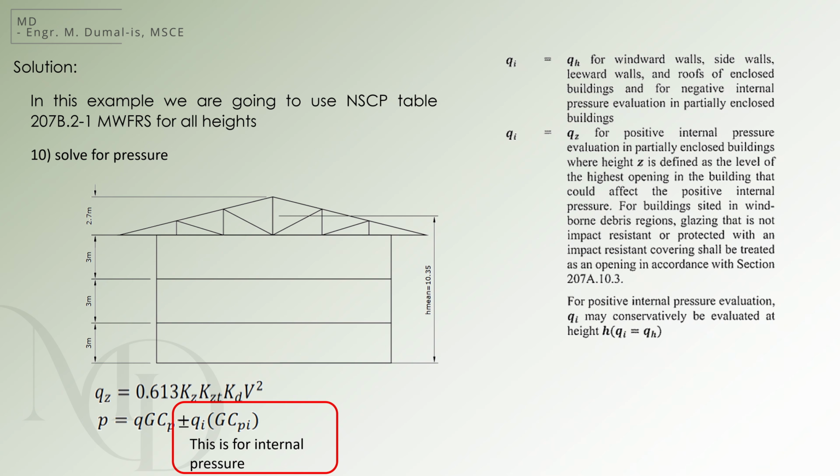The code has a provision specification for Q sub I. It is taken as Q sub h for windward walls, side walls, leeward walls, and roofs of enclosed buildings, and also for negative internal pressure evaluation in partially enclosed buildings. Q sub z is used for positive internal pressure evaluation in partially enclosed buildings, where the height z is defined as the level of the highest opening in the building that could affect the internal pressure. For positive internal pressure evaluation, Q sub I may conservatively be evaluated at the mean roof height. This is why, in practice, Q sub I is often simplified as Q sub h.